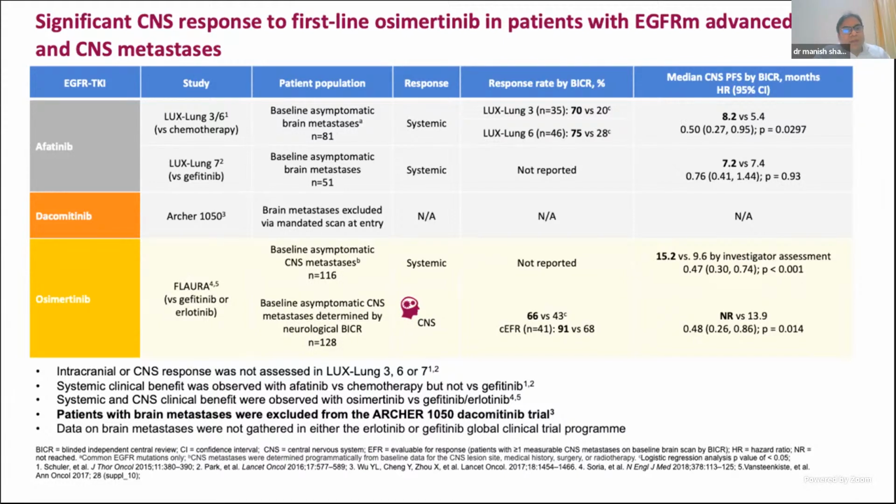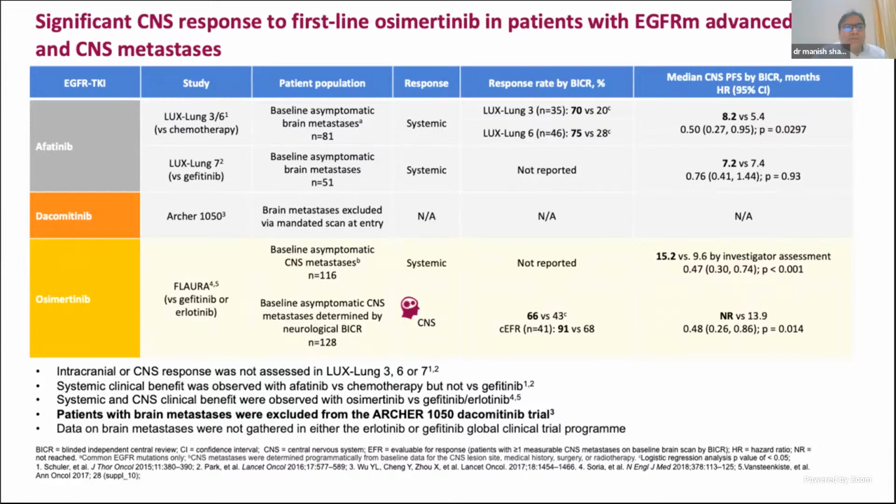So the afatinib in the Lux-Lung 7 trial compared afatinib with gefitinib, and baseline asymptomatic brain metastasis were present in this clinical trial. The median CNS PFS was 8.2 months versus 5.4 months in Lux-Lung 3 and 6, and it was 7.2 months versus 7.4 months in Lux-Lung 7. So in Lux-Lung 7, you can see that the p-value was not statistically significant for CNS progression-free survival, while it was significant in Lux-Lung 3 or 6.